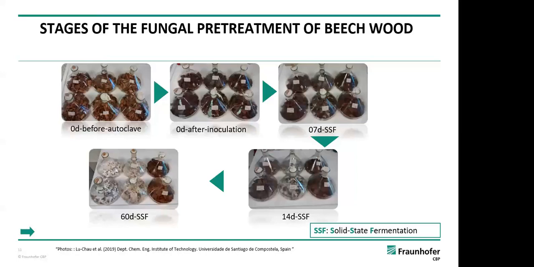The two flasks on the right are the control samples, which were made without adding any fungi. In the middle is fungal pre-treated beechwood with one fungus type, and on the left is fungal pre-treated beechwood with the other.